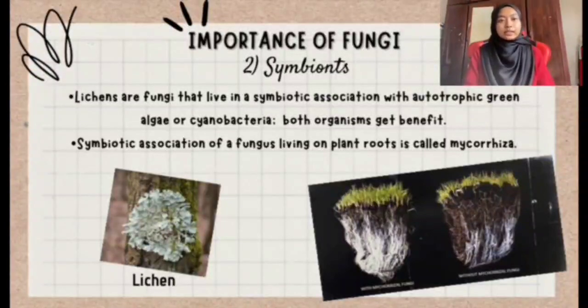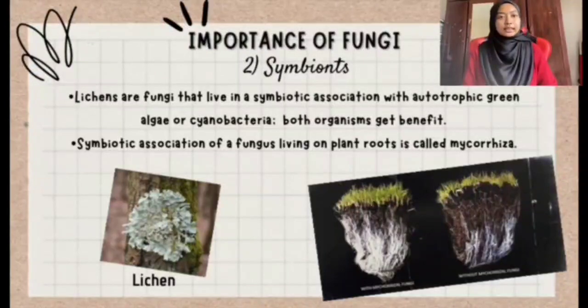The symbiotic association of a fungus living on plant roots is called mycorrhiza. Most plants have mycorrhiza on their roots. It is actually mutualism because the fungus absorbs sugars made by the plant, while the plant absorbs more water and minerals with the aid of the fungus.